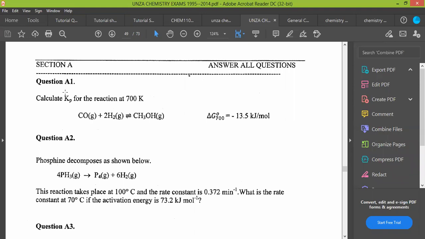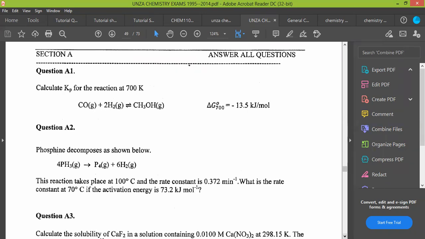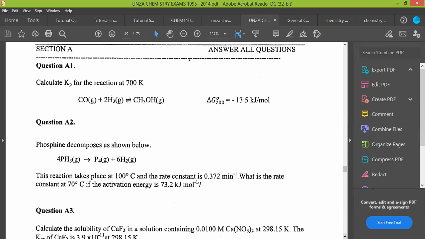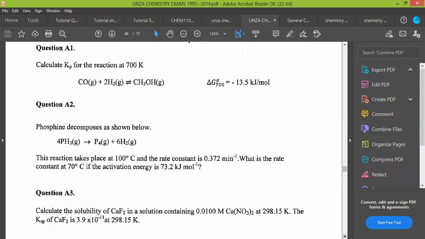If you've understood this, if you've scribbled down anything I've been explaining, I think you'll be in a position where you can solve this one on your own. But anyhow, I'll send you the solutions to these ones. So phosphine decomposes to this, the reaction takes the rate, so that is kinetics.